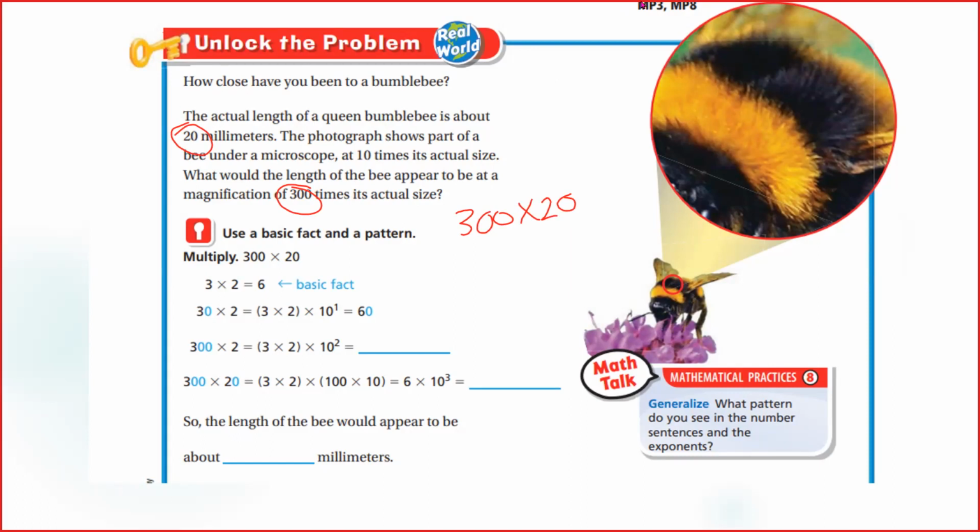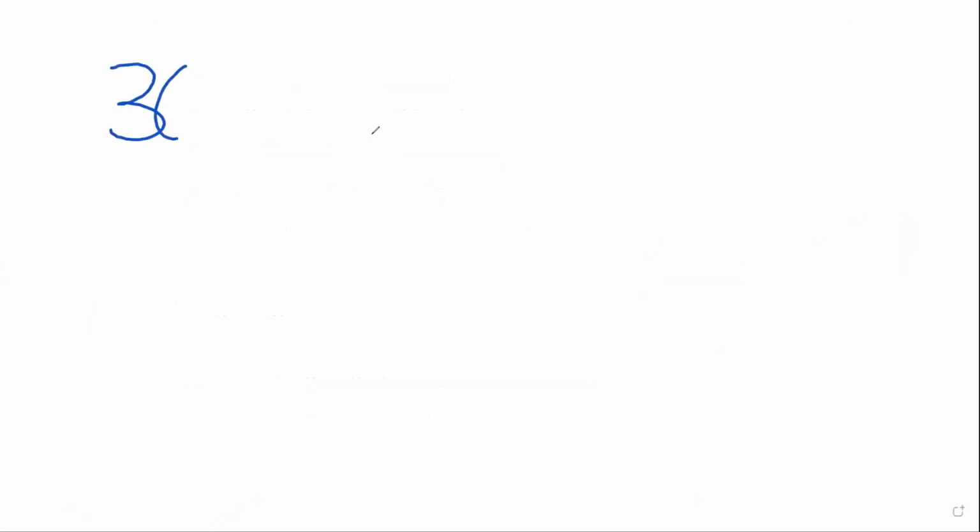Now, what you have to do here in order to continue, they told you there are steps. First you say 3 times 2, it's 6. If we have 30 times 2, it's the same as 3 times 2 times 10. 300 times 2 is like 3 times 2 times 10 to the power 2. I will explain it in another way. If you have 300 times 2, how will you find the answer?